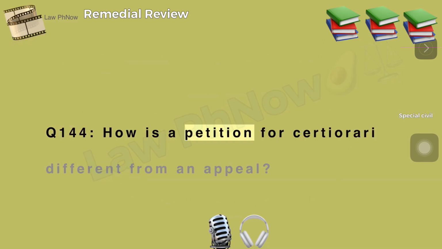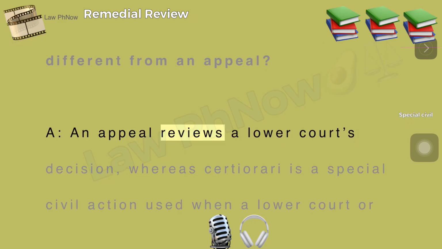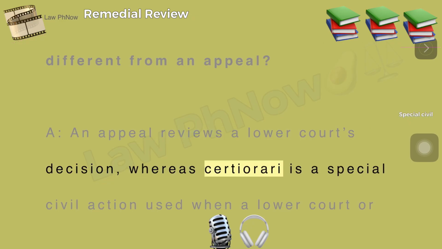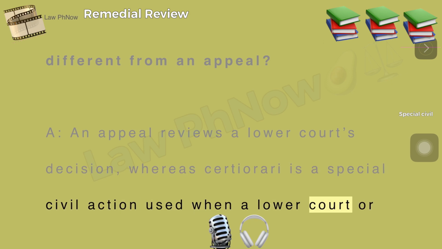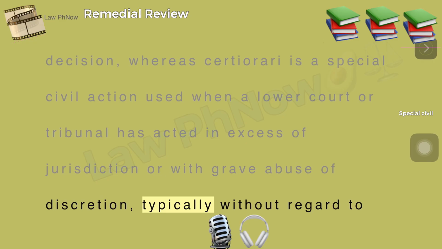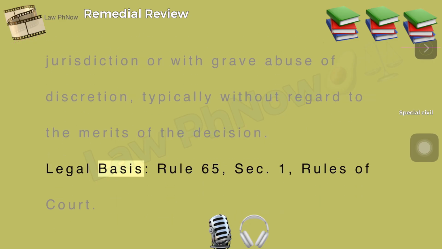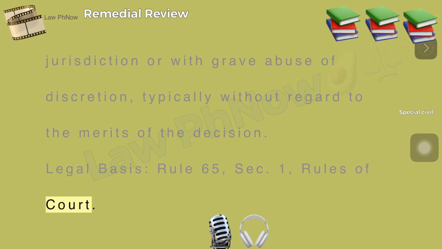Q144. How is a petition for certiorari different from an appeal? A. An appeal reviews a lower court's decision, whereas certiorari is a special civil action used when a lower court or tribunal has acted in excess of jurisdiction or with grave abuse of discretion, typically without regard to the merits of the decision. Legal basis, Rule 65, Section 1, Rules of Court.